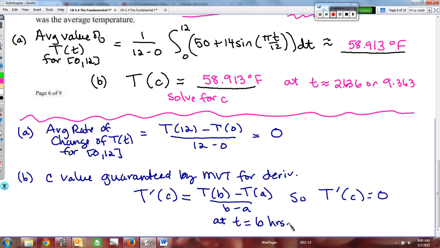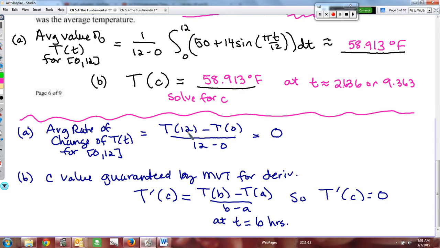So you can completely see the difference between what the two questions are asking. There's the average value of the function found by using the definite integral, and the mean value theorem says that there's a time guaranteed in the interval for which the function equals its average, versus the mean value theorem for derivatives, which finds the average rate of change by doing this, and then finds the value guaranteed by the mean value theorem by setting the instantaneous rate equal to the average rate. So one's dealing with the rates of change, one is dealing with the average value of the function.